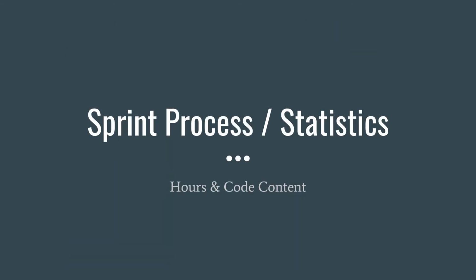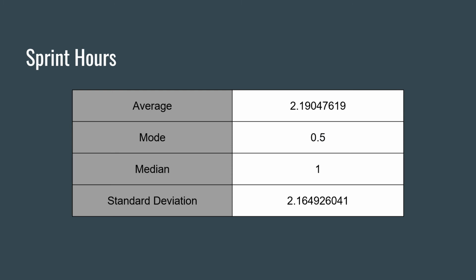Next, we're going to talk about the sprint process and statistics. Here you can see our sprint hours. On average, we reported 2 hours per sprint, with our mode being 0.5, our median 1 hour, and our standard deviation 2.16.